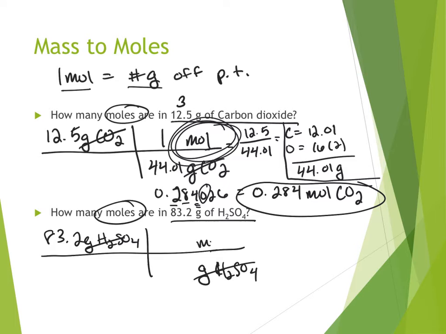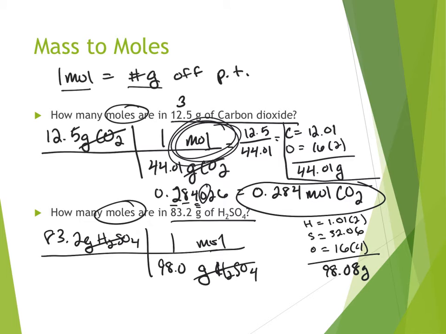And then we're going to go to mole on the top. 1 always goes with mole. And then with grams, we're going to add up off the periodic table. So the hydrogen is 1.01, there are 2 of them. Sulfur is 32.06. And then oxygen is 16, there are 4 oxygens. So that's going to be, let's see here, 64 plus 32.06 plus 2.02, 98.08 grams. So that's going to go with grams.